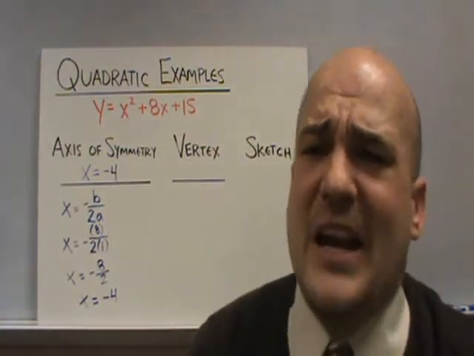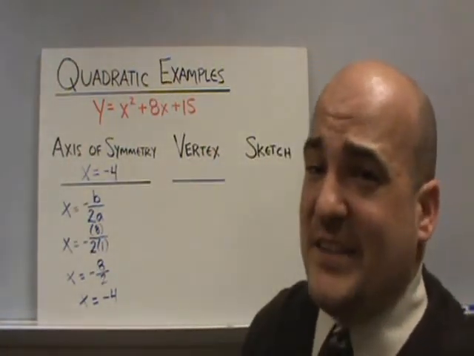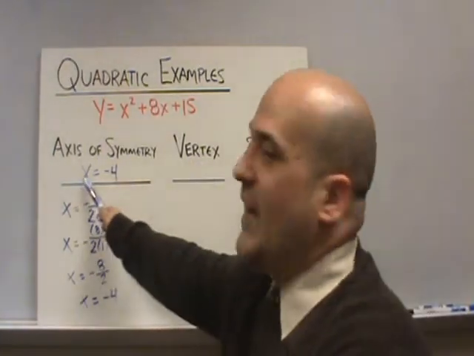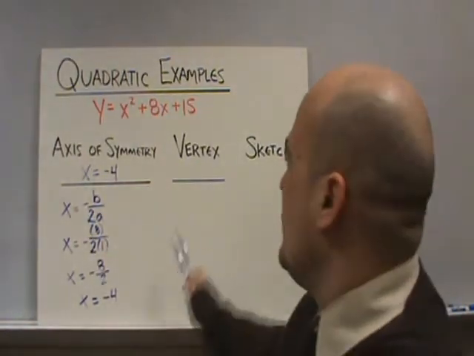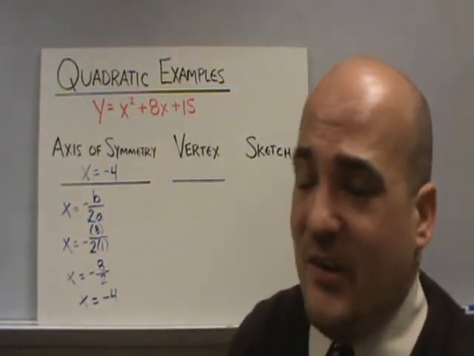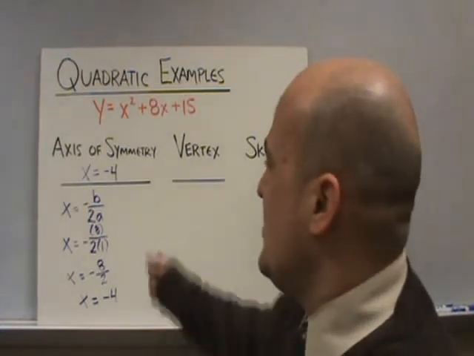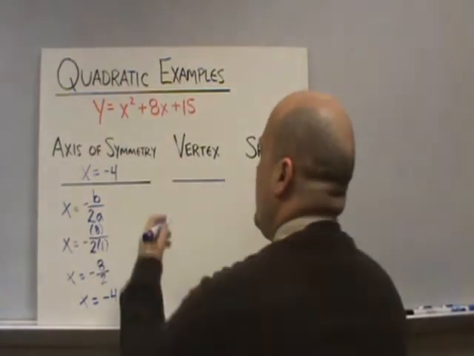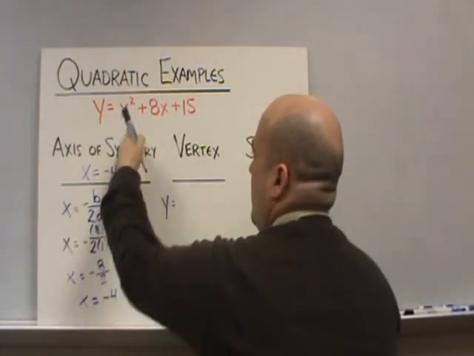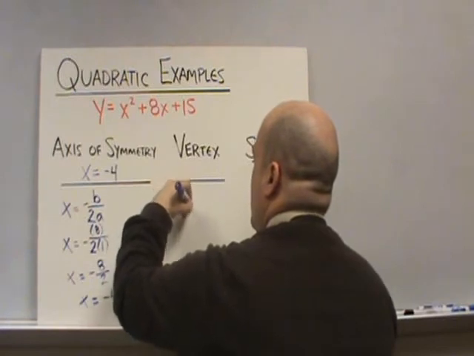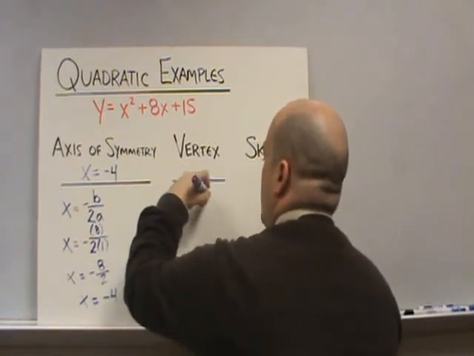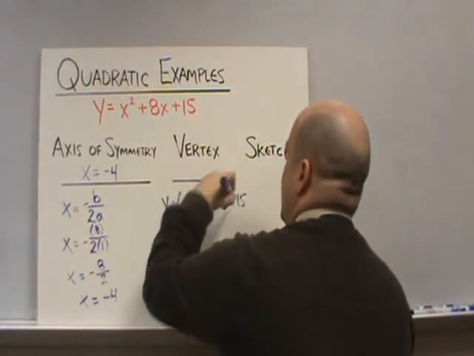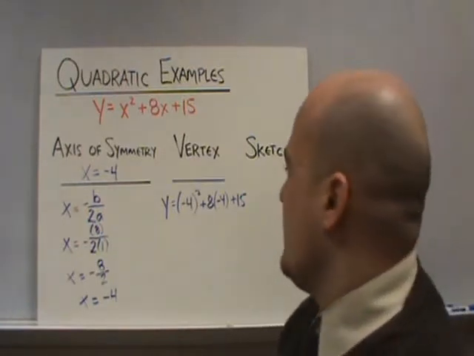Now when I'm searching for the vertex, remember the vertex is on the axis of symmetry. So we already know the x value of our vertex, but what we need to look for is the y value. The way we find the y value is we substitute our x value into our quadratic equation and solve for y. So it will look like this: y equals, instead of x, I'm going to put negative 4 squared plus 8 times negative 4 plus 15.